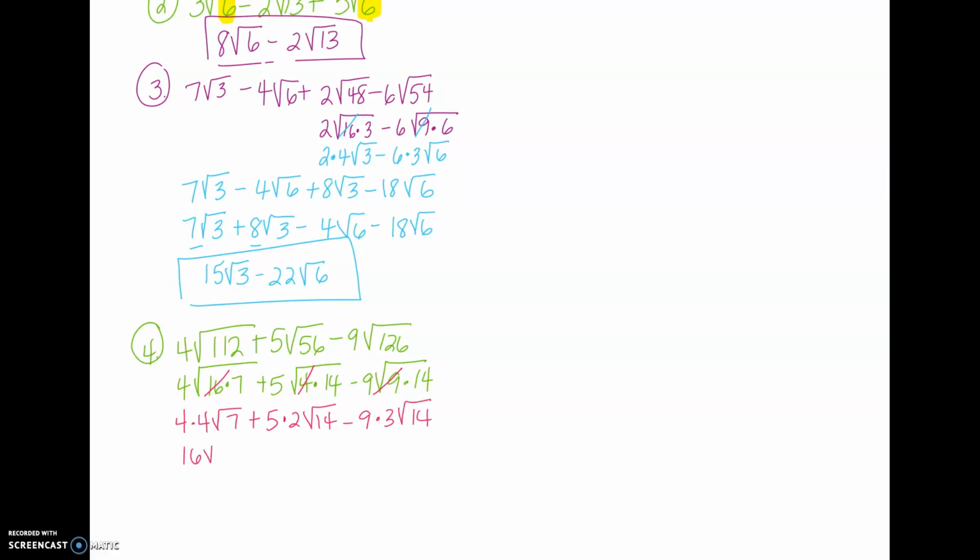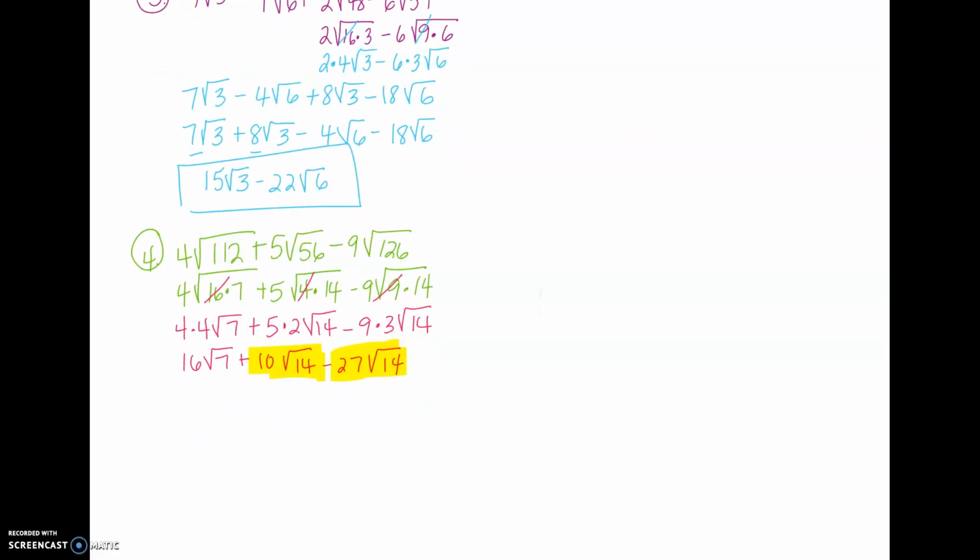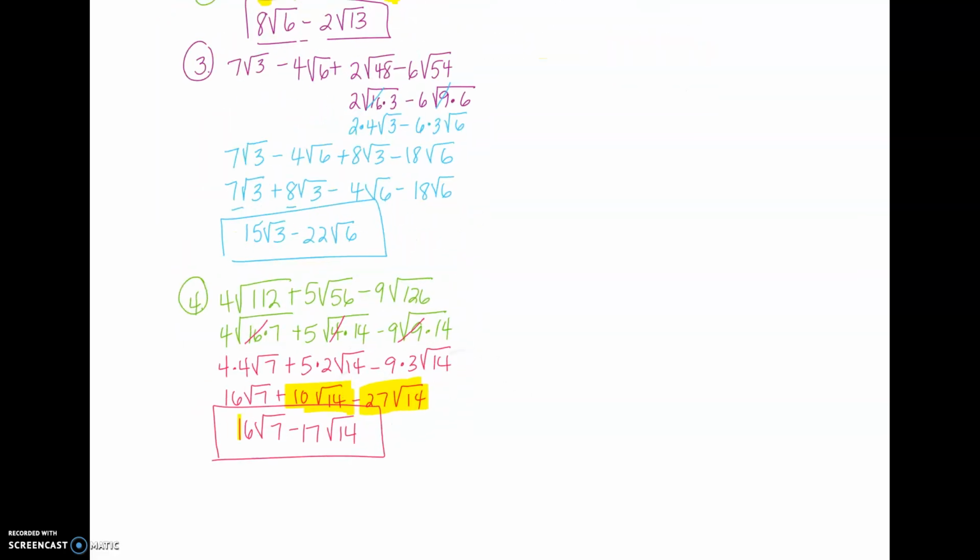So this gives us 16 square root of 7 plus 10 square root of 14 minus 27 square root of 14. My like radicals are 10 square root of 14 minus 27 square root of 14. So I end up with 16 times the square root of 7 minus 17 square root of 14. Okay. I want you to try these.